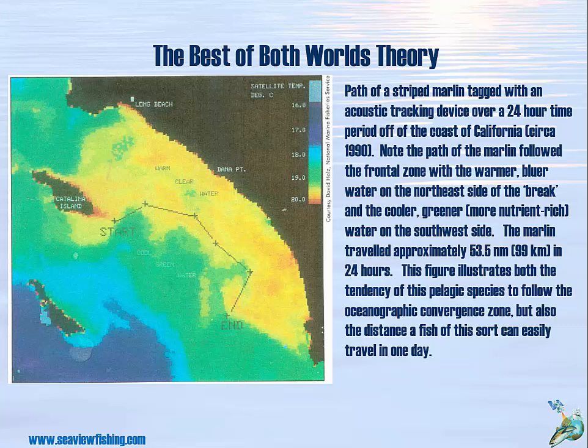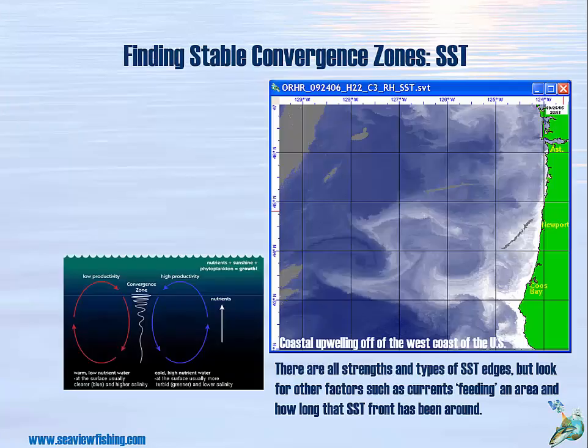The marlin traveled approximately 53.5 nautical miles in 24 hours. This figure illustrates both the tendency of this pelagic species to follow oceanographic convergence zones, but also the distance a fish of this sort can travel in one day. Oceanographic convergence zones can often be seen in the sea surface temperature imagery.